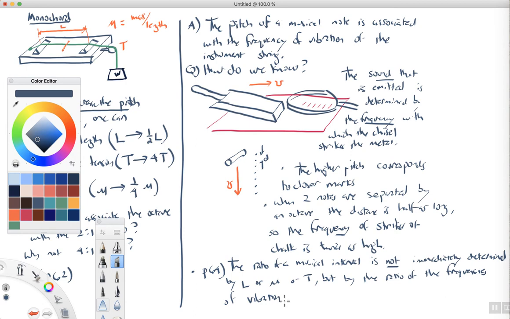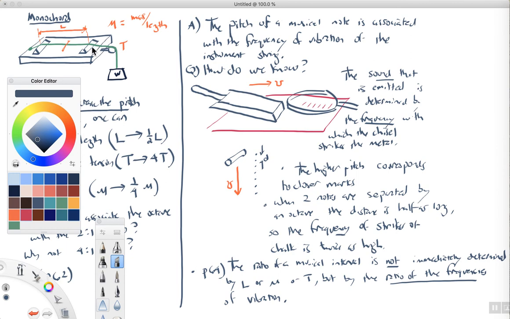And by frequency of vibration, we mean the number of these pulses of the airwaves which strike your ear every second, right? As this thing is vibrating, it's pushing the air, and the frequency with which this string vibrates dictates the frequency of the air pulses traveling through the air. That dictates the frequency of vibration of your eardrum, which then dictates the pitch which one hears. So the ratio of the frequencies is the main thing.